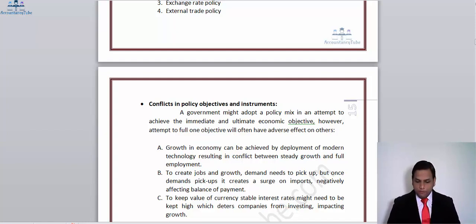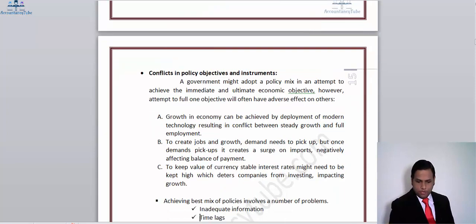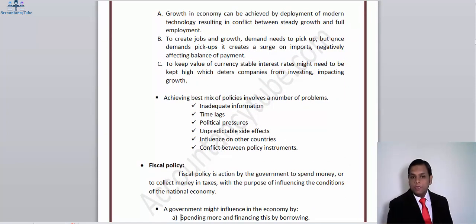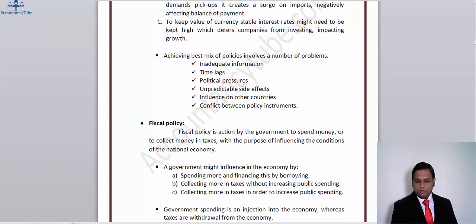The third thing is to keep the value of the currency stable. Interest rates might need to be kept high, which deters companies from investing, impacting growth. Now, this area is a bit technical, because the interest rate acts as the risk-free rate of return on government securities. So if that becomes high, more and more investments will show a negative NPV, preventing investors from investing in the economy. So that's the conflict of interest. There are a number of reasons for that as well.